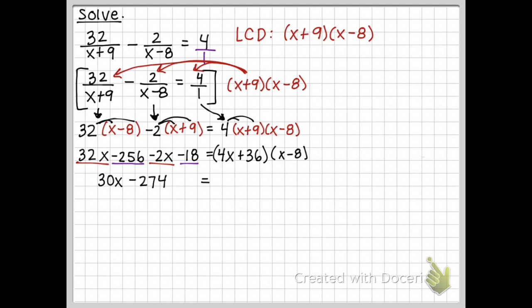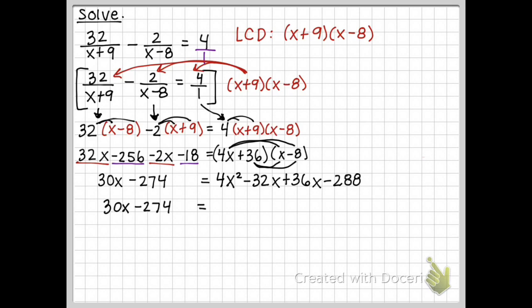And then we're going to FOIL. So 4x times x is 4x squared. 4x times negative 8 is negative 32x. 36 times x is 36x, there you go. 36 times negative 8, negative 288. So let's collect like terms on the right-hand side. So that's going to be 4x squared plus 4x minus 288.